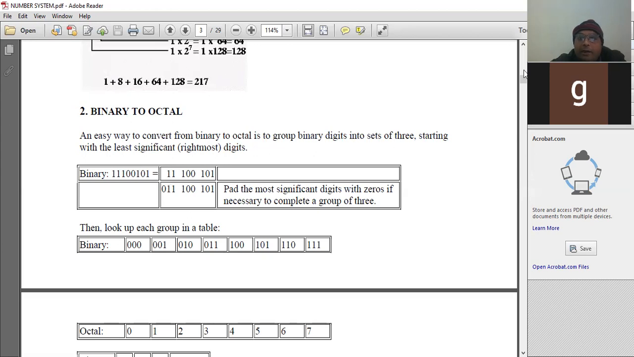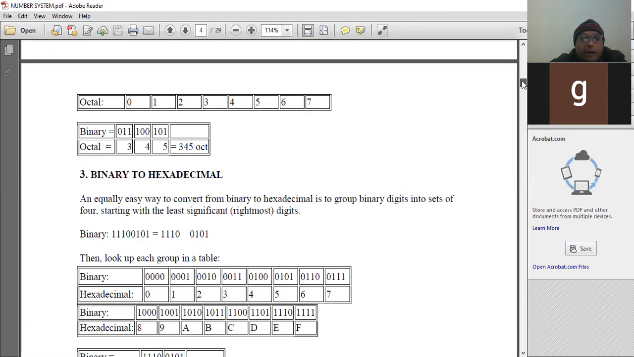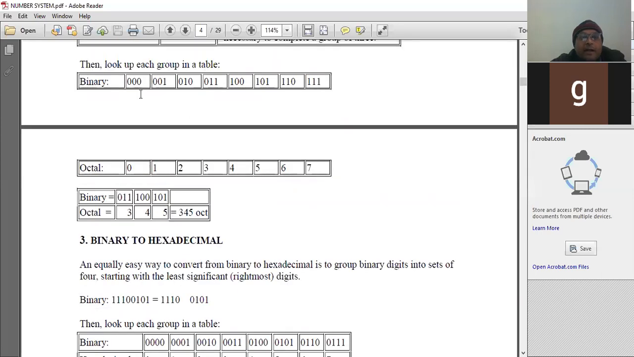Now, I have already taught you how to represent octal digits in binary. For zero we write 000, for octal 1 we write 001, for octal 2 we write 010, and for octal 3 we write 011, then 100, 101, 110, 111.